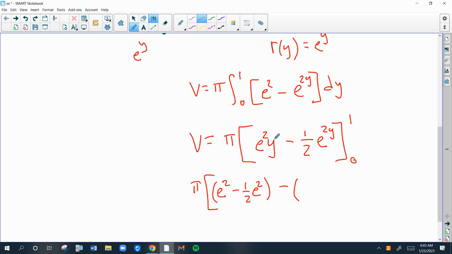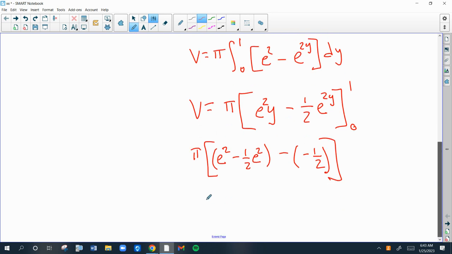Minus, now you plug in 0. The first term is 0. The second term is negative 1/2 e to the 0, which is 1. So it's 0 minus 1/2 times 1. I think that should be it. Now I'm going to simplify. Well, 1 e squared minus 1/2 e squared would be 1/2 e squared. Minus negative 1/2 would be plus 1/2.